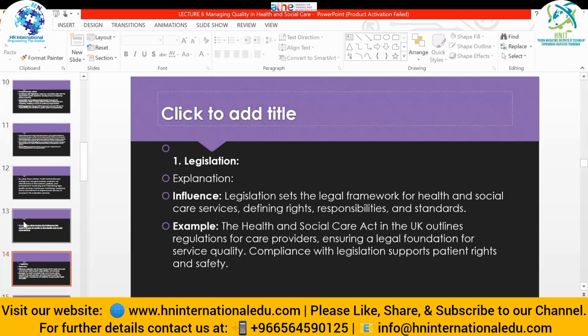Legislation sets the legal framework for health and social care services, defining the rights, responsibilities, and standards. It's more like a document. For example, the Health and Social Care Act in the UK outlines regulations for care providers, ensuring a legal foundation for service quality. Compliance with legislation supports patient rights and safety. When legislation covers the patient and the doctor, everything goes under the document, whatever is decided in it.